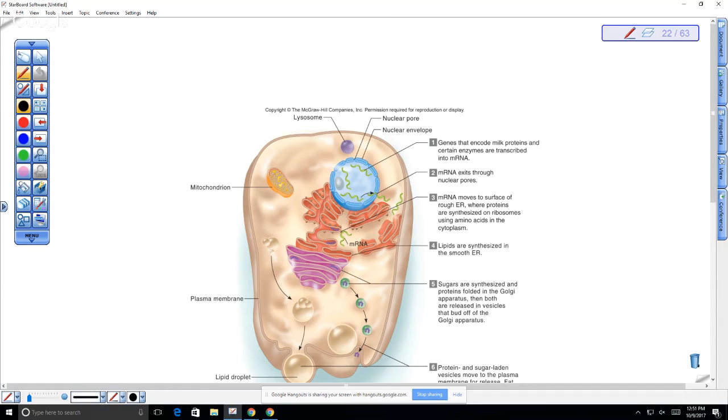And then the mitochondria would be producing ATP, all of the energy it takes to catalyze these chemical reactions in the rest of the cell. So that would be where the energy is produced.